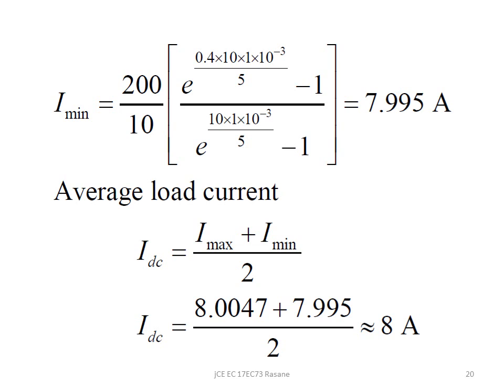Then you're also asked to find the average load current. Average load current is given as IDC equal to Imax plus I minimum, divided by 2. It's the average of the maximum and minimum values. I'm getting around 8 amperes. So it is a very small ripple.